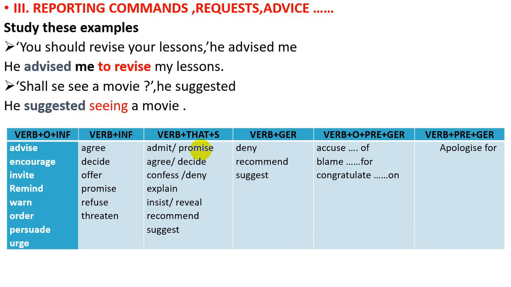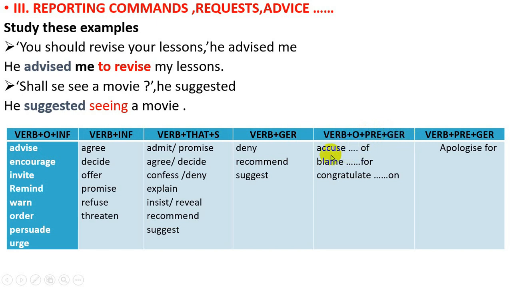He promised that he would help me. We change the tense here. So verb plus that plus subject, and you continue, plus verb. Verb plus gerund. This is the case of suggest here. Verb plus gerund. Deny, recommend, and suggest. So pay attention, we have suggest here, and we have it here. So if you have it in a question, use this one, it's very easy.